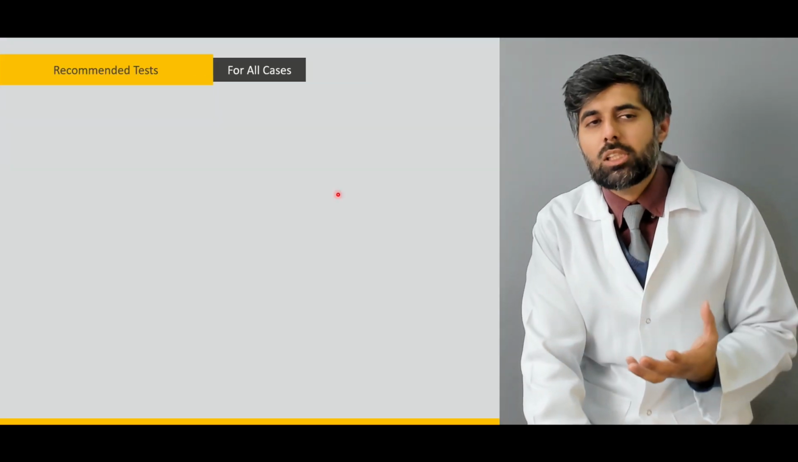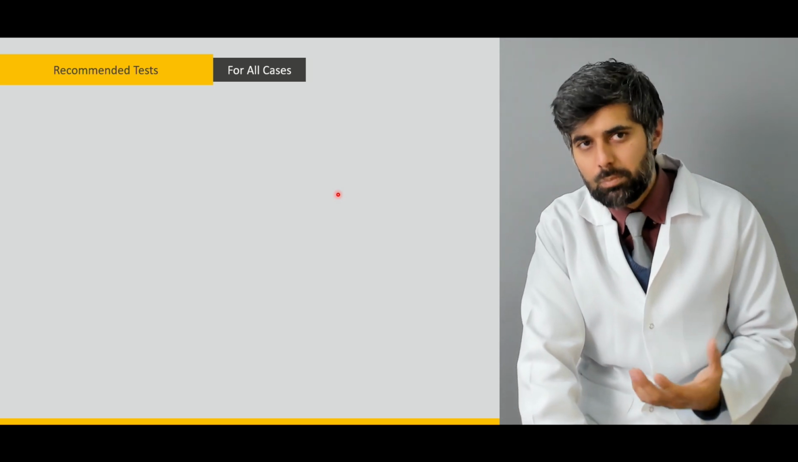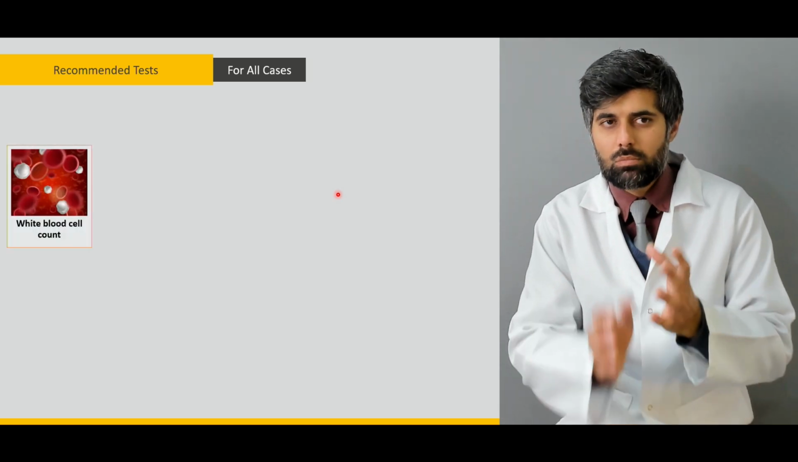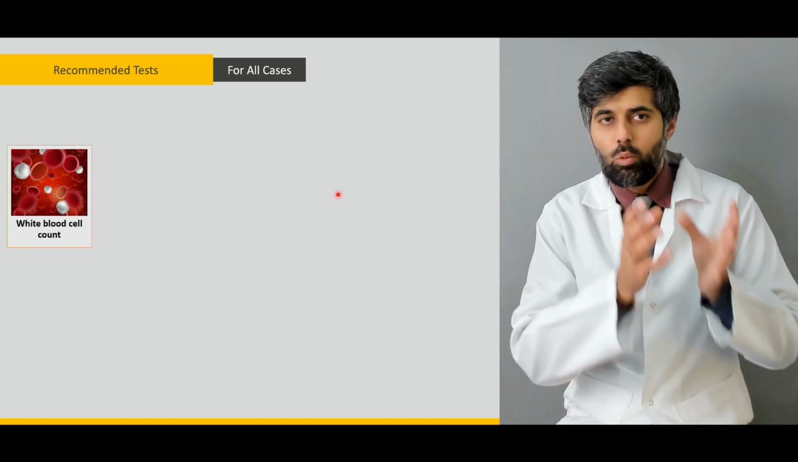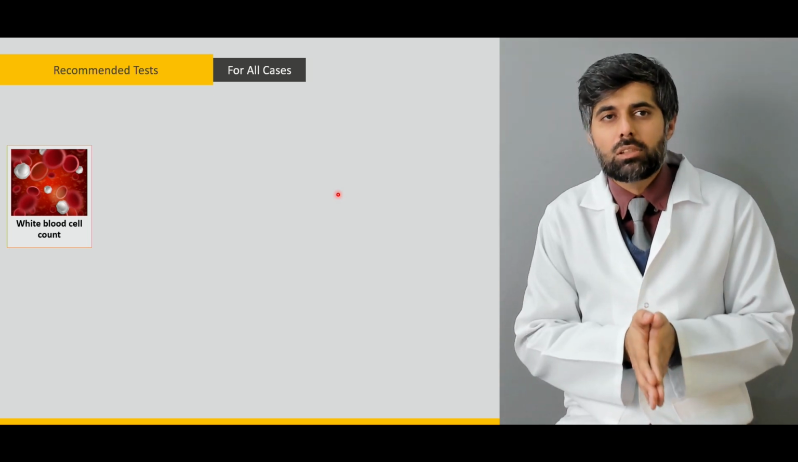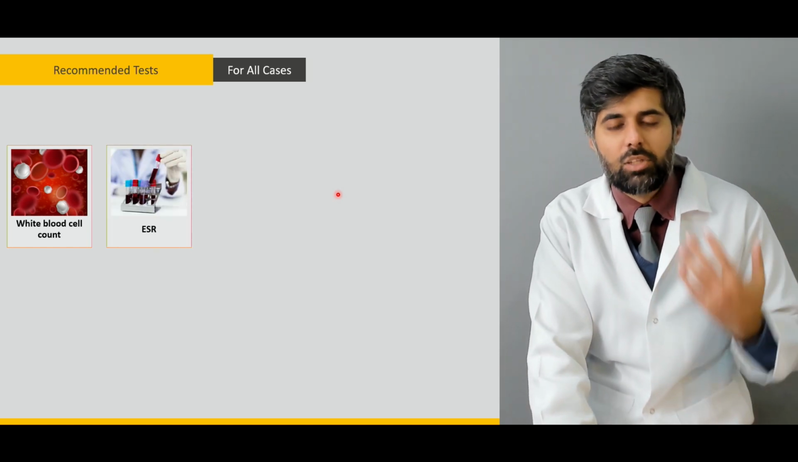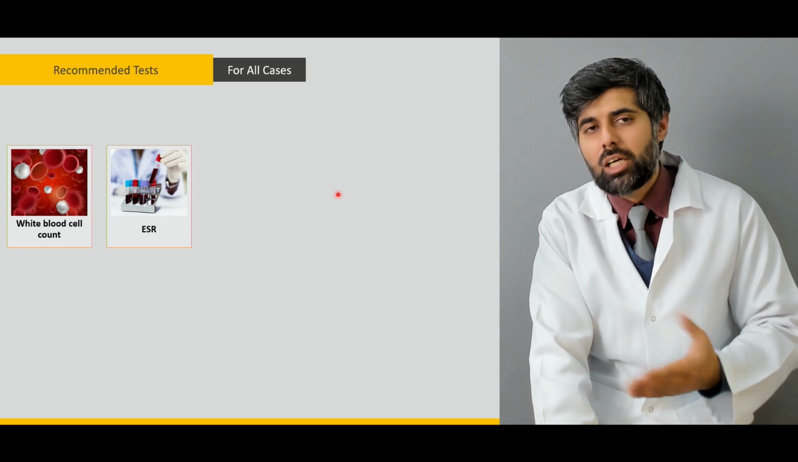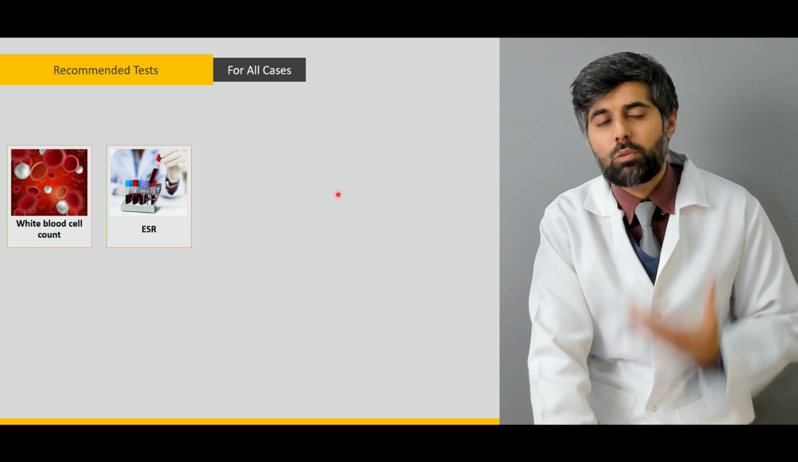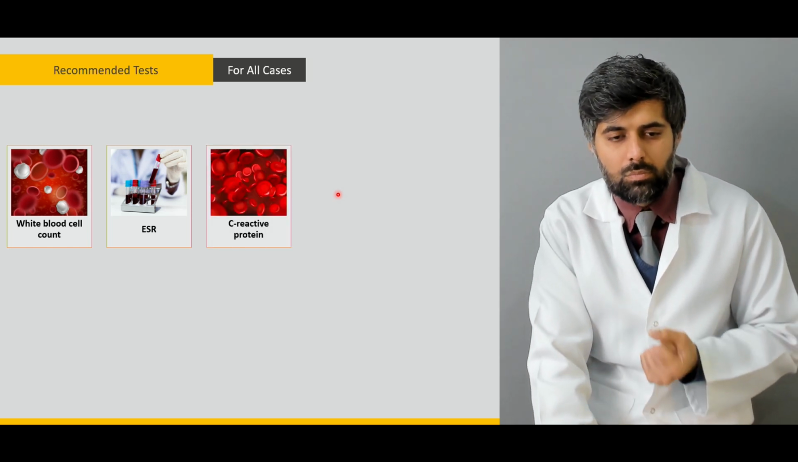Next, we will discuss the recommended tests. Now, for any case of acute rheumatic fever, we have to perform a few tests. One of those is the white blood cell count, because it is one of the supporting evidences if we want to diagnose our patient. Then we have the ESR, or the erythrocyte sedimentation rate, which is one of the minor manifestations of acute rheumatic fever.